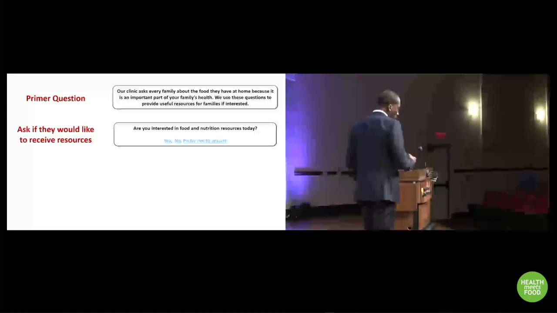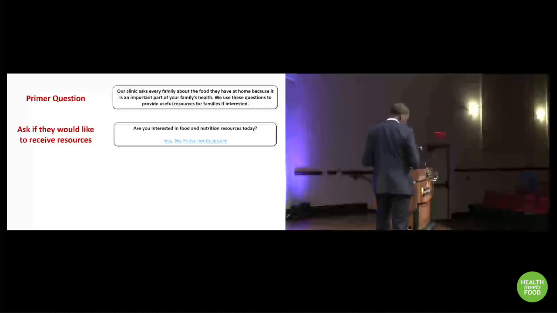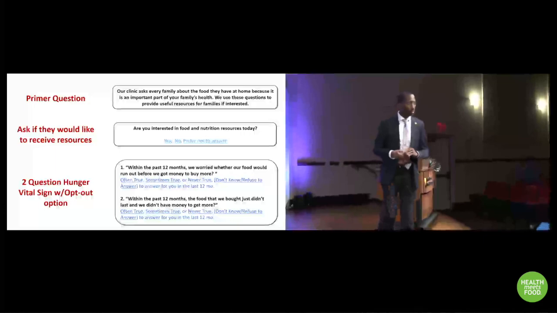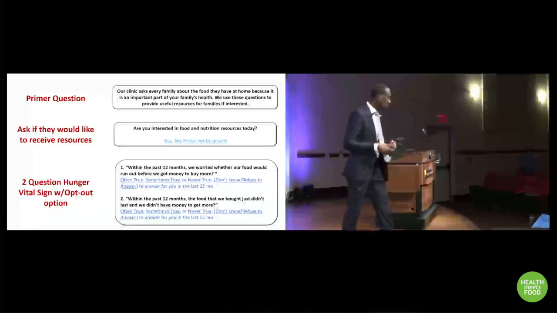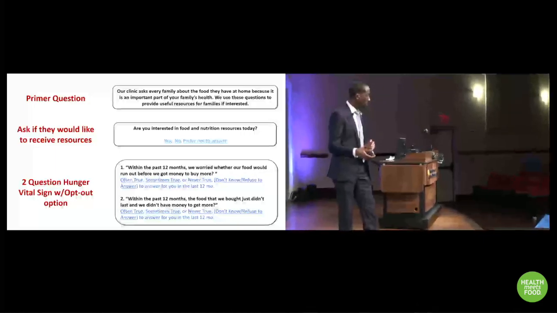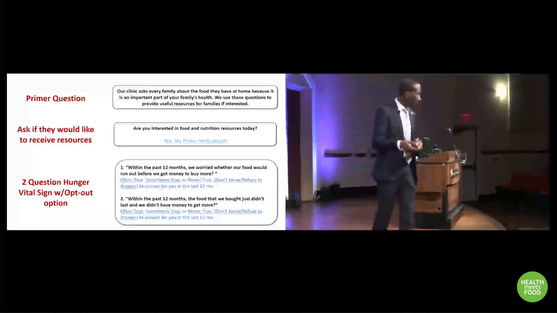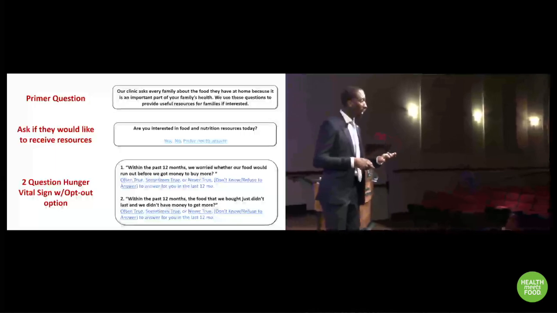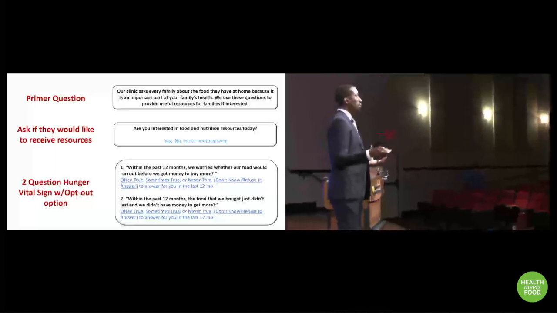So are you interested in food and nutrition resources today? Yes, no, you prefer not to answer. And the last thing, of course, is asking the hunger vital sign questions. Within the past 12 months, we worried whether our food would run out before we had money to buy more. Within the past 12 months, the food that we bought just didn't last, and we didn't have money to get more. Make sure to add that opt-out option as well. That's a practical way of doing it.